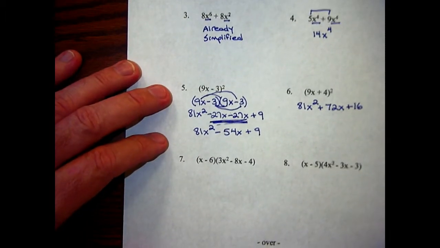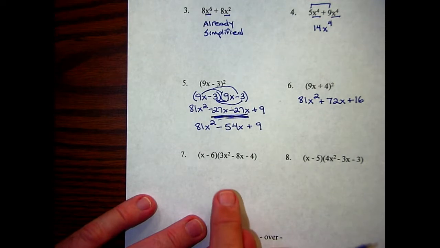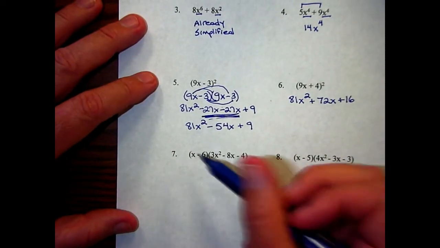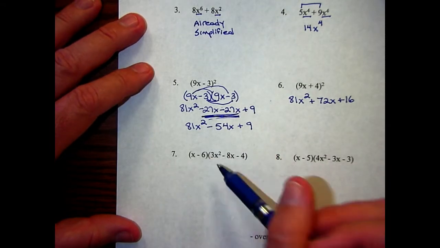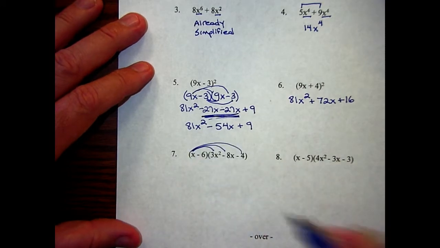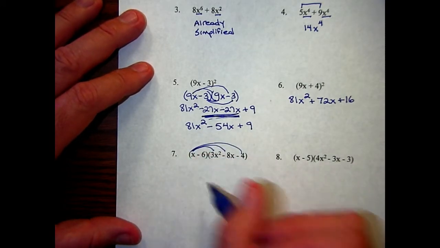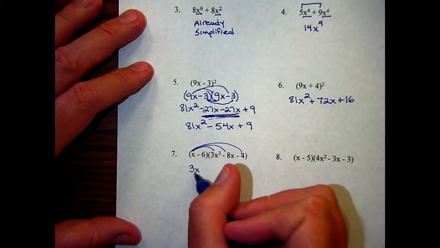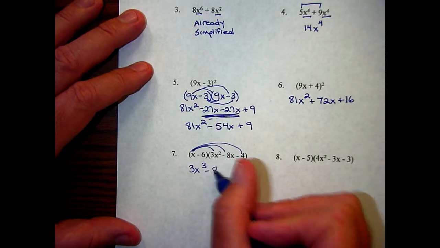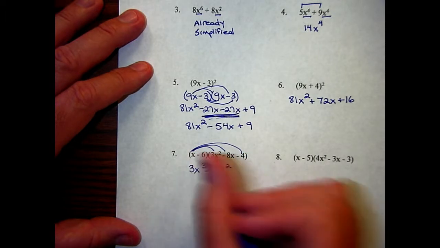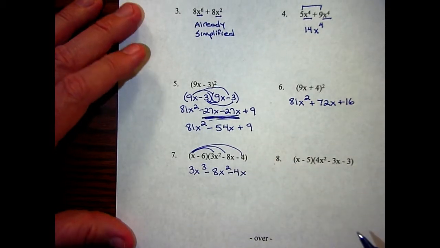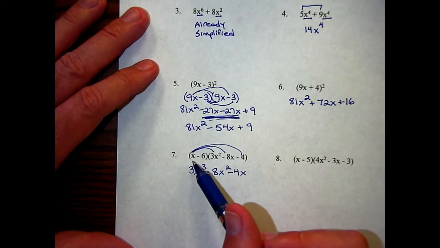Problem 7. We have a binomial multiplied with a trinomial, and this is true in both 7 and 8. So I'm going to start off by multiplying x by all 3 of these terms. So x gets multiplied by 3x squared, and that's 3x to the third. And x times negative 8x is negative 8x squared. X times negative 4 is negative 4x. So those are the multiplications involving the x.